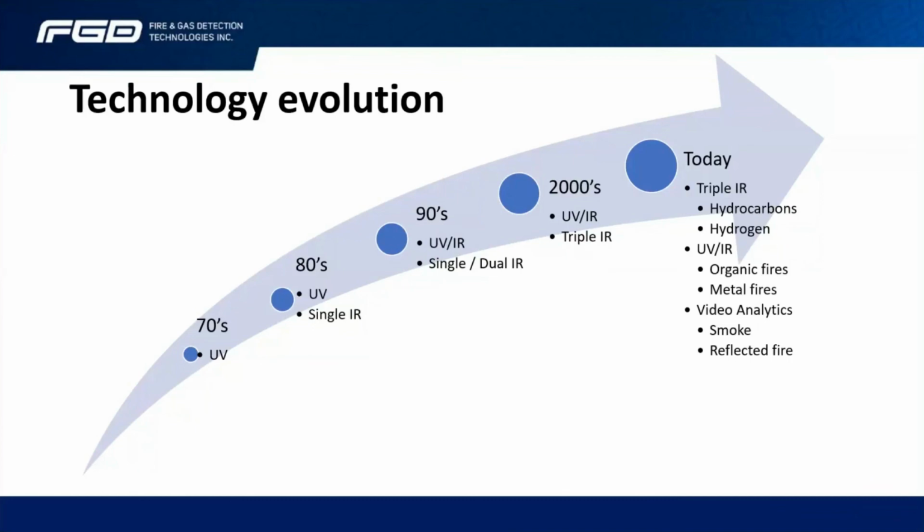pretty much the world has fallen into two camps nowadays. We are either looking at triple IR flame detection, very much for outdoor use and for special fuels that we will be looking for, or we would be looking at UV IR based flame detection, and typically they're used for more exotic fires, and also typically they're more used indoors. And also on the market nowadays, there seem to be a number of fire and security type companies that are focusing more on video analytics, particularly looking at things like smoke detection and also reflected fire detection, mainly for indoor use.